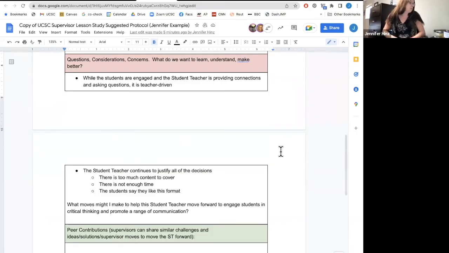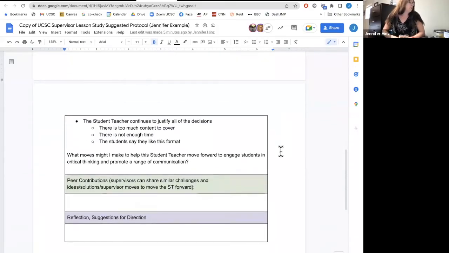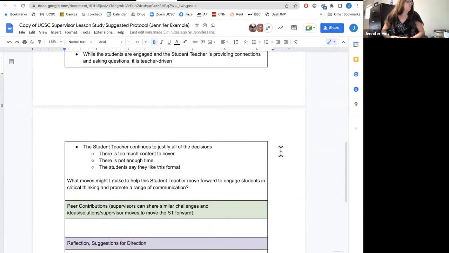And so my question is, what moves might I make to help this student teacher move forward to engage students in critical thinking and promote a range of communication? What I mean by a range of communication is I would like students talking to each other, as opposed to just the back and forth between the student and the student teacher. I want more in regards to communication and more in regards to critical thinking. So that's where I'm at.